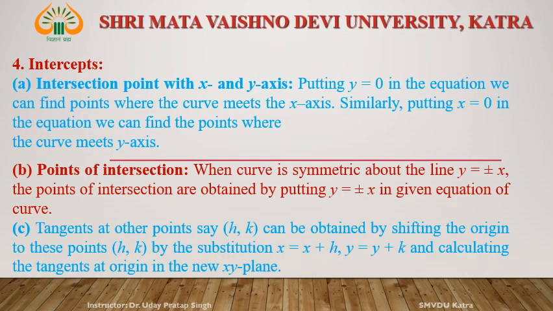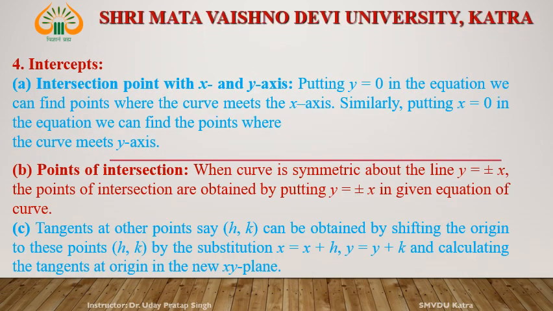Okay. Now see intercept. How do you obtain intercept on the coordinate axis? Intercept on the coordinate axis can be obtained by putting y is equal to 0 and finding the value of x. This gives the intercept on x-axis. Similarly, x equal to 0 and find the value of y. This gives the intercept on y-axis. Okay. The point of intersection: when the curve is symmetric about the line y is equal to x or minus x, the point of intersection is obtained by putting y is equal to x or minus x. Okay.